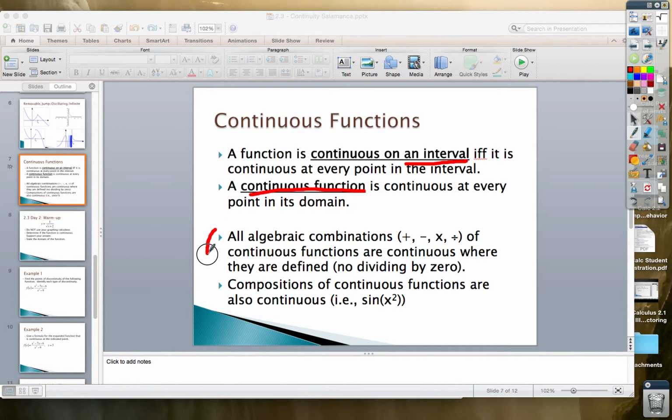So these two pieces are key. We're going to look at these in the several examples to follow. It says that all algebraic combinations, plus, minus, multiply, and divide, of continuous functions are continuous where they are defined, where they're not dividing by 0. And the composition of continuous functions are also continuous. For example, sine of x squared.